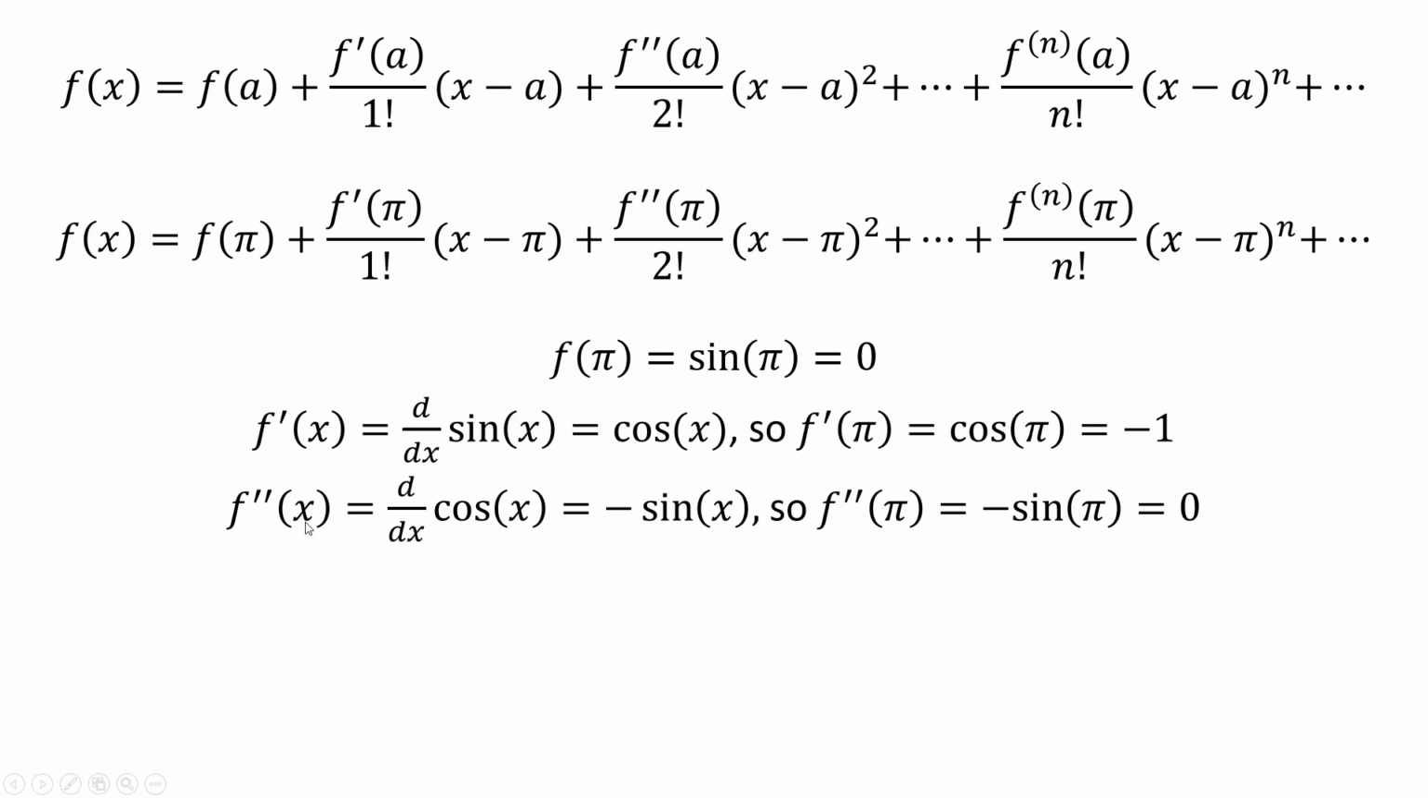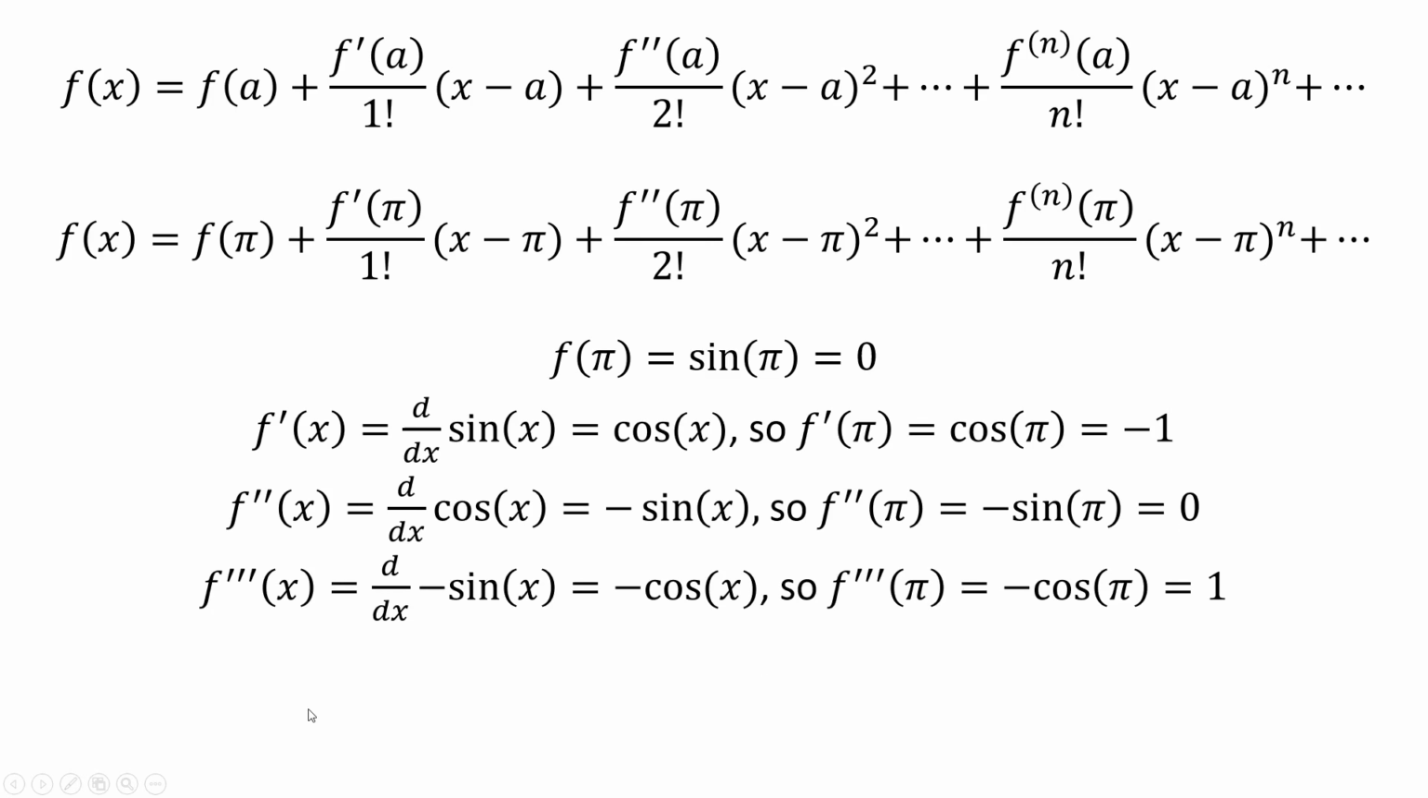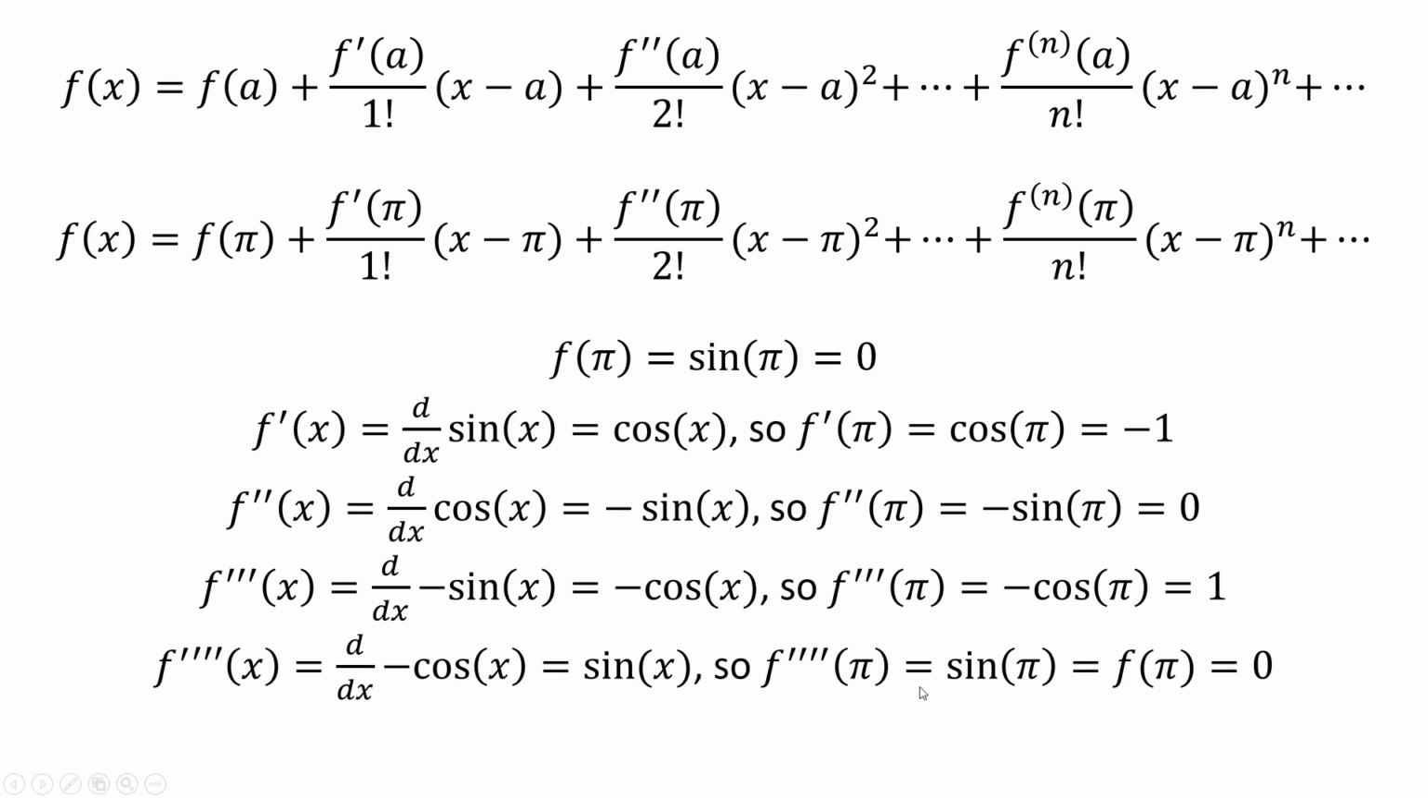F double dash of x is just the derivative of the previous derivative. That's why we have cos x here, and this cos x comes down here, and that's what we're differentiating. Now the derivative of cos x is negative sine x, and again f double dash of pi is equal to negative sine pi, which is 0. Triple derivative is the derivative of the twice derivative, so the negative sine x here comes down, and this becomes negative cos x. So now we have negative cos pi, which is 1 rather than minus 1.